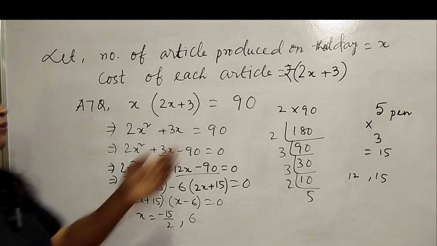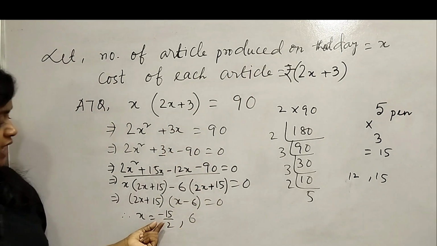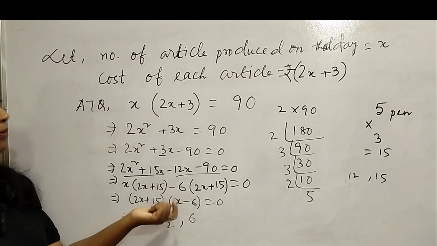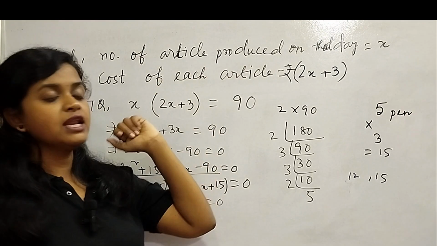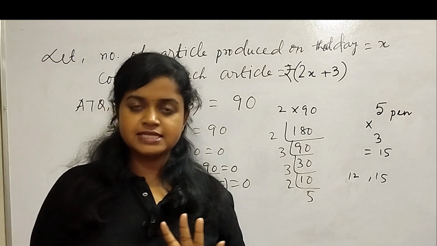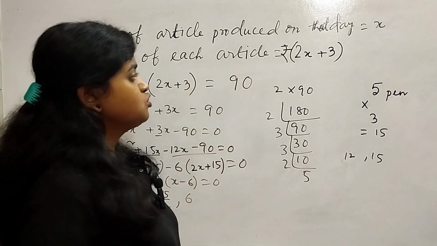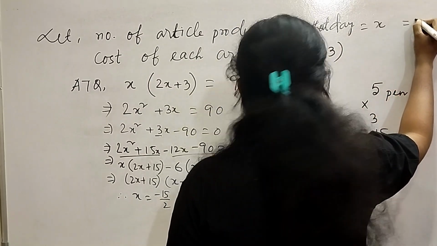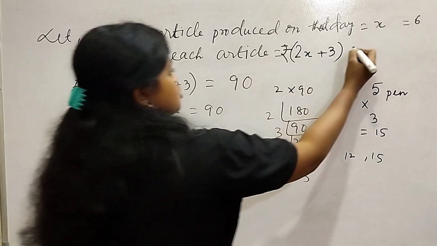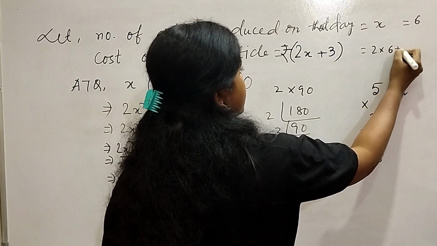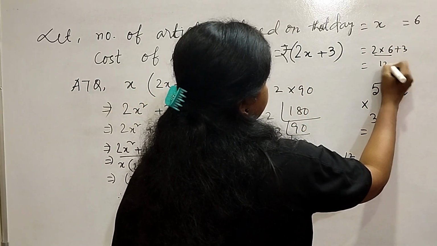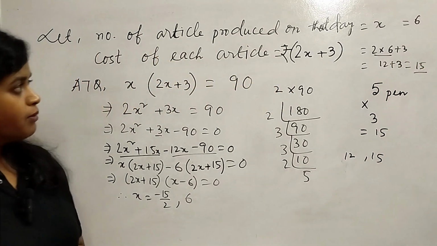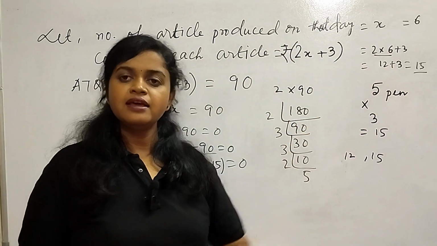But the number of articles cannot be negative, so we cannot take minus 15 by 2. That's why we have to take 6 as the number of articles. Therefore the number of articles on a particular day is 6. And the cost of each article should be what? The number of articles is 6, and the cost of each article is 2 into 6 plus 3, that is 2 6s are 12 plus 3, that is 15. So the number of articles is 6 and the cost of each article is 15 rupees.